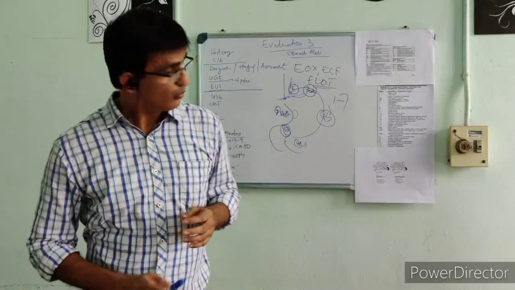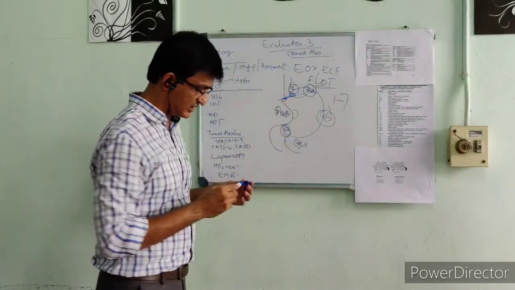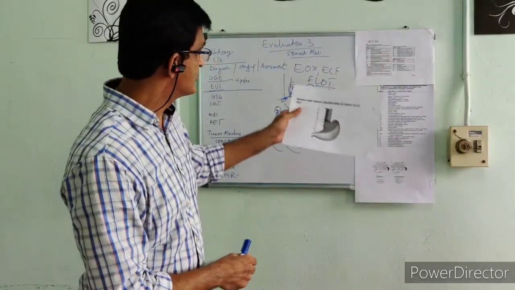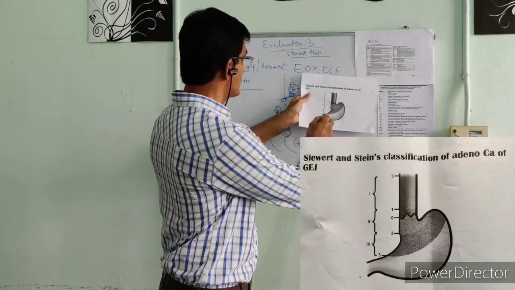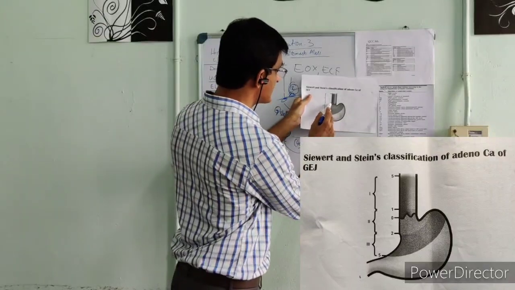Okay. Now, what is the condition about the GE junction tumor? GE junction. That is a special type of tumor. GE junction tumors are classified according to the Siewert classification, types 1, 2, and 3. There are 3 markers you should know. The 0 is marked as the GE junction.